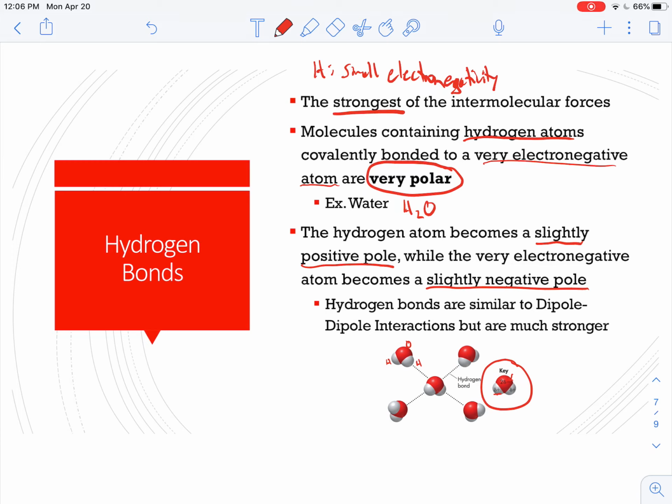So we have a positive pole in one molecule that is going to be attracted to the negative pole in another, and it's going to create this hydrogen bond between them. So this process is similar to dipole-dipole in that a negative pole is going to be attracted to a positive pole. But in this case, because we're dealing with very polar molecules, it's going to be a much stronger interaction.